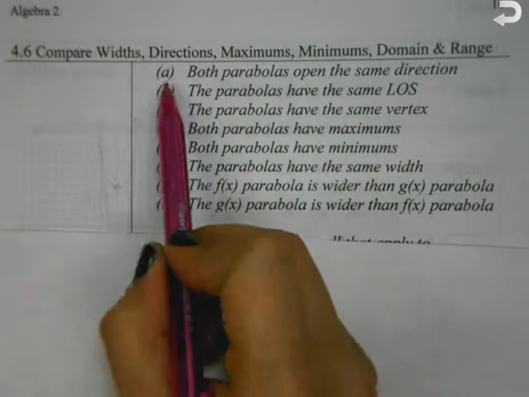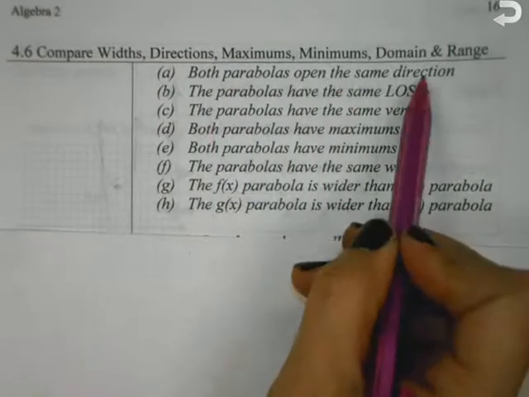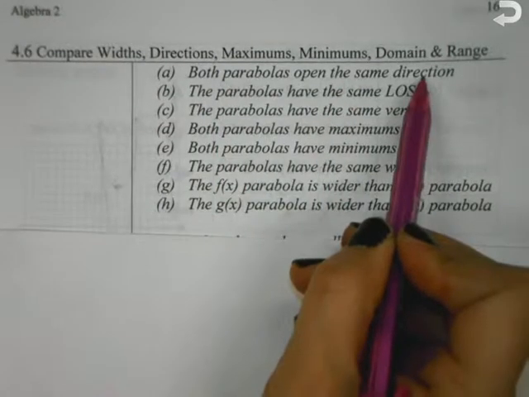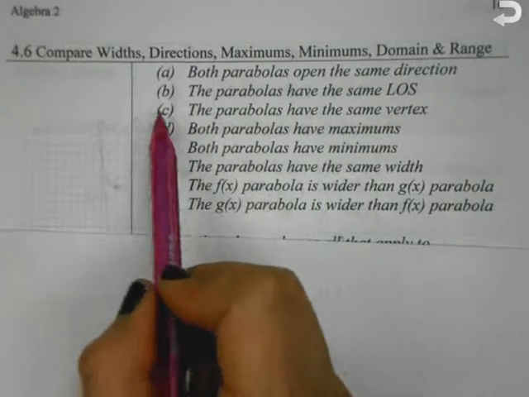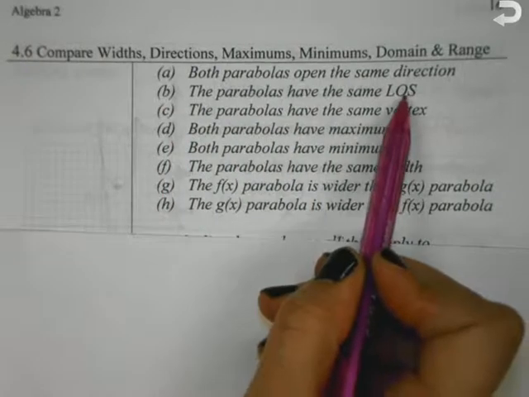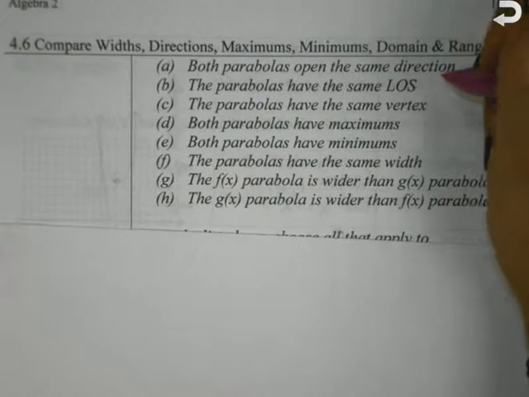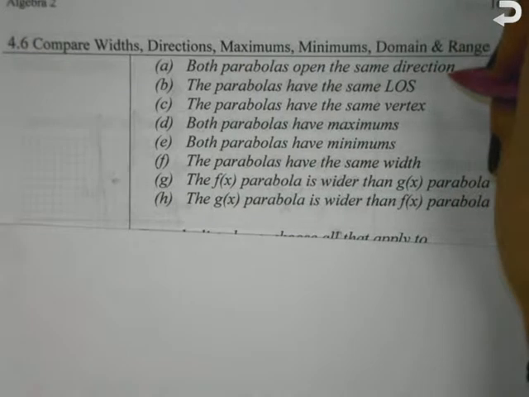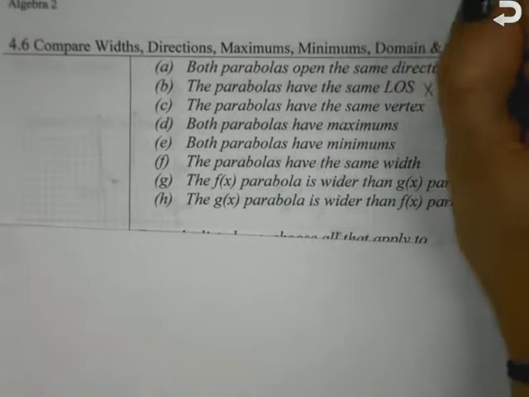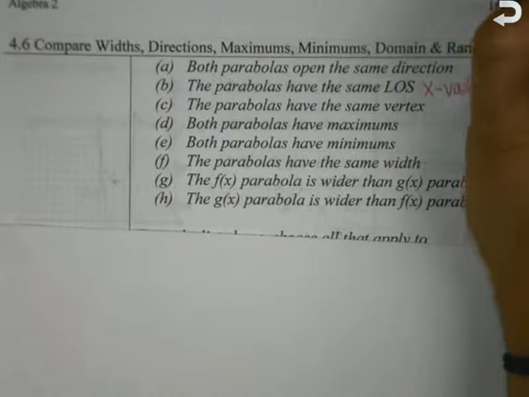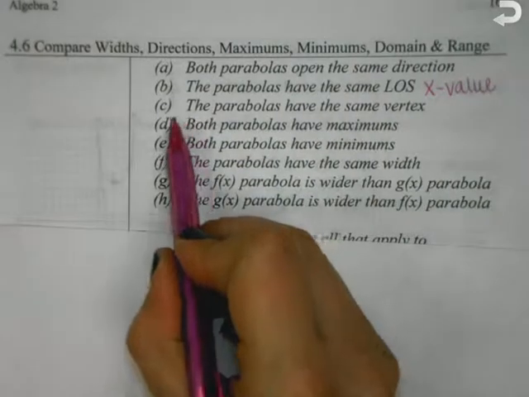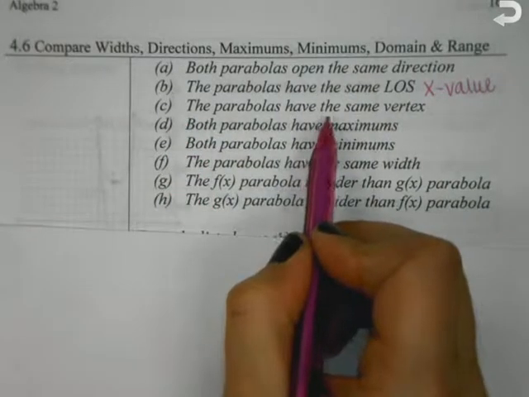So for A, both parabolas open in the same direction. B, we're going to have to determine if they have the same line of symmetry, which means which value is the same of the vertex. Which one is line of symmetry? That means X is the same. C, parabolas have the same vertex.